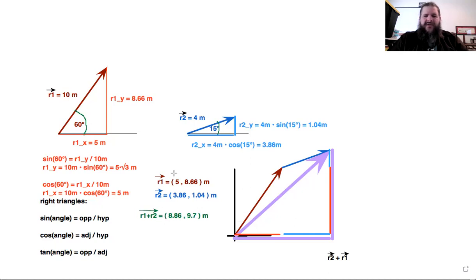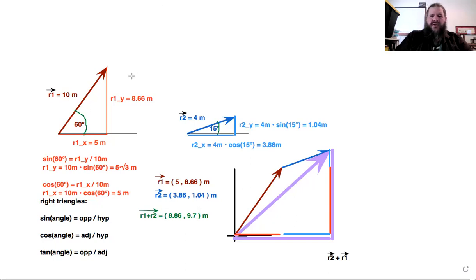If you wanted to subtract R1 minus R2, write them as components, and then just subtract components one at a time. 5 minus 3.86, 8.66 minus 1.04. This is also convenient for multiplying a vector. If you're multiplying a vector by a scalar, a scalar just being a number without a direction, like let's say you're multiplying R1 by 3. Multiplying R1 by 3 should just triple its length without changing its direction. So 3R1 would just be 30 meters in the same direction.